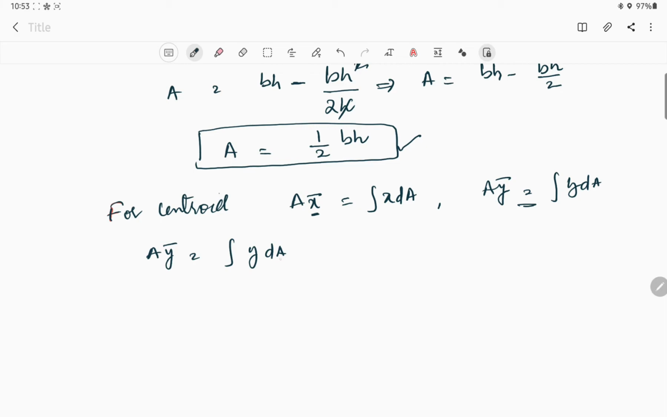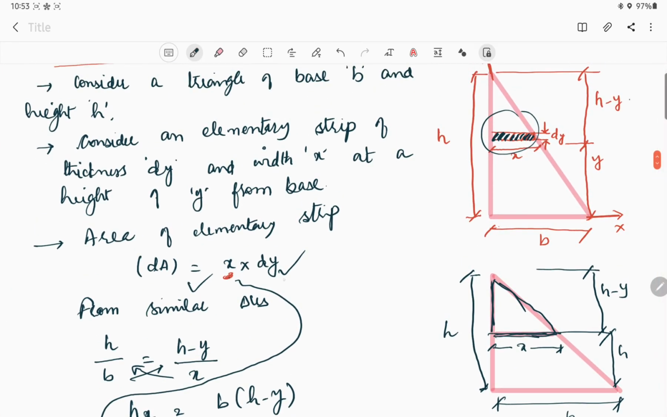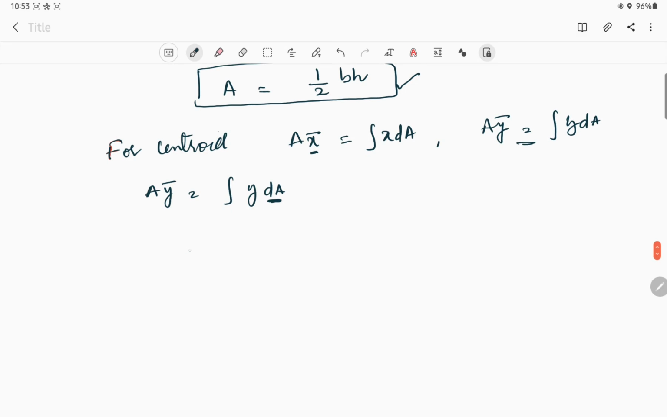So now again you can see here how to calculate this dA. We have calculated dA from the figure, isn't it? How much we got? dA as x into dy, right? So integral y you have to write as it is. Area is, what is the area you got? x into dy. All right, so what happens here?